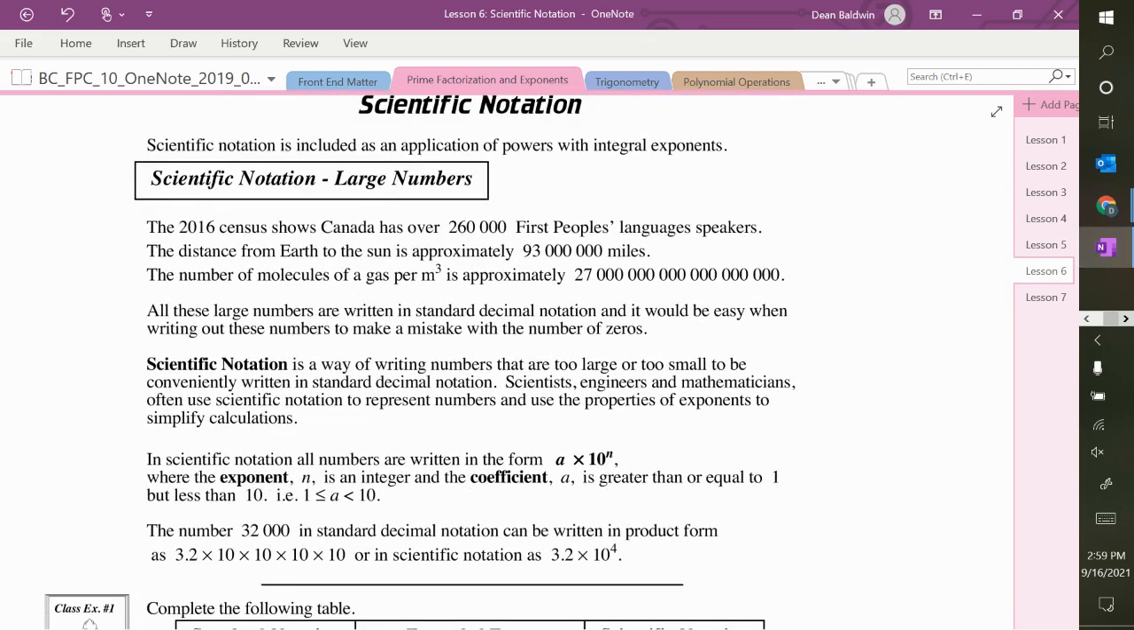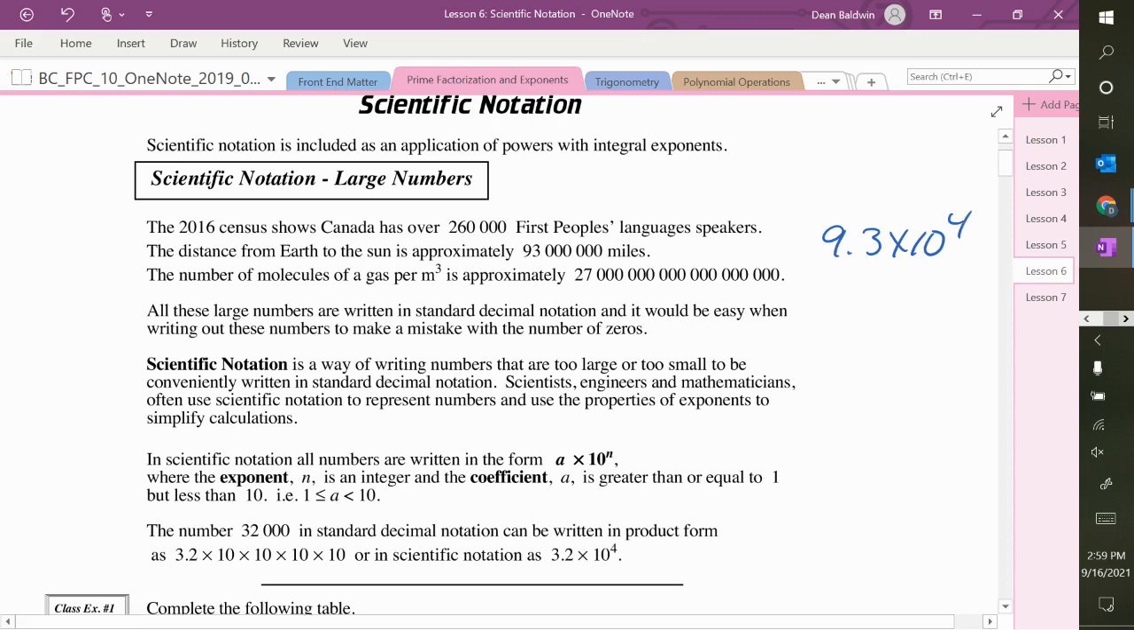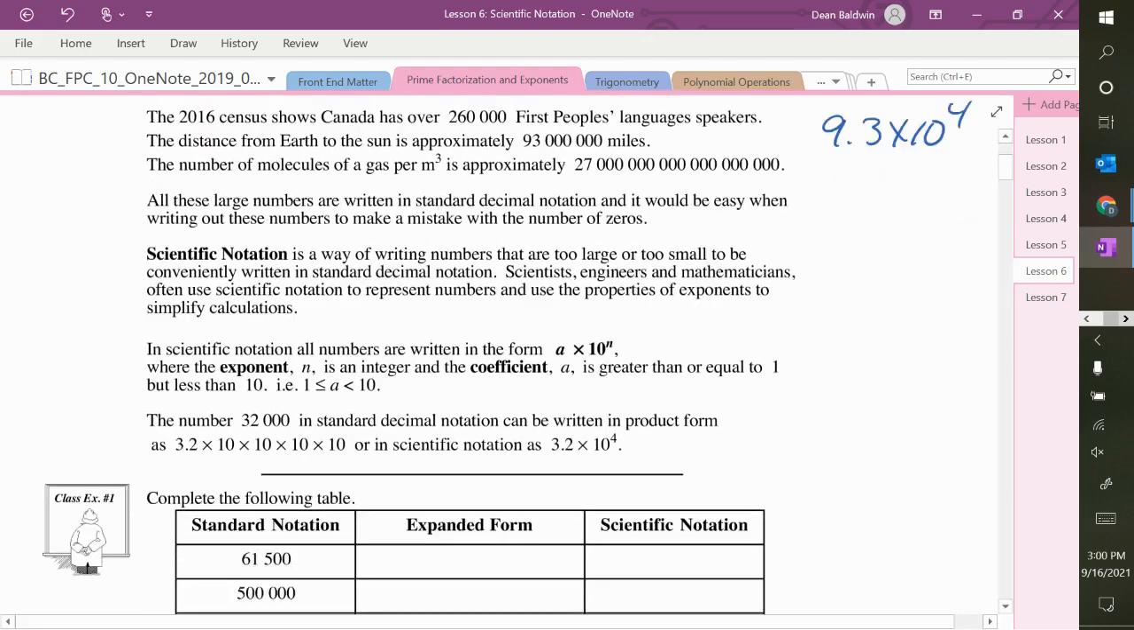I'm assuming people have seen scientific notation before, but I don't actually know. Do you do it in grade 9? Like this kind of stuff? 9.3 times 10 to the 4. Have you seen that? Perfect. Well, let's learn it now. So you're going to be ahead of the game.